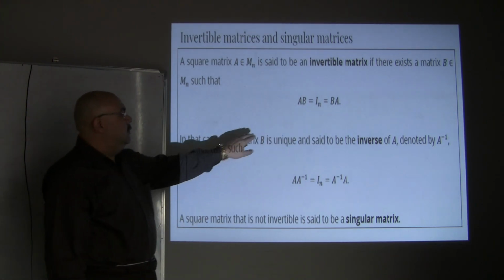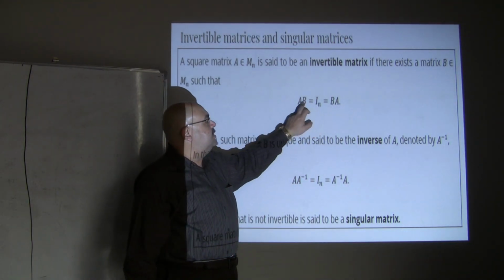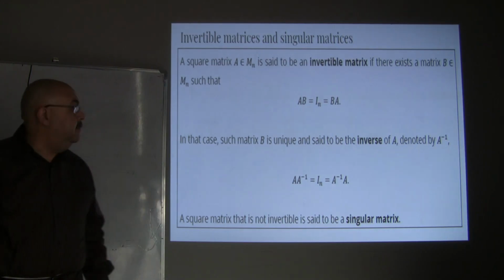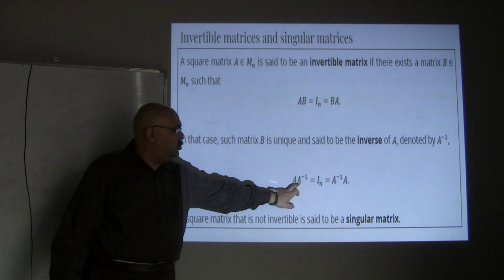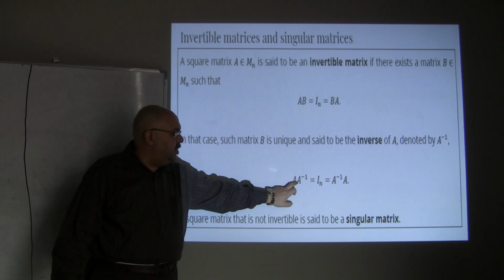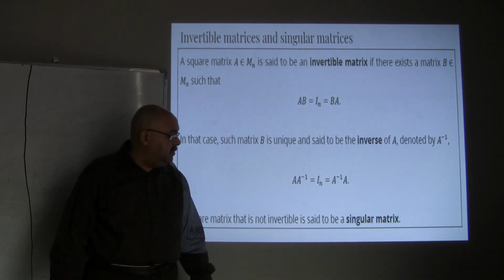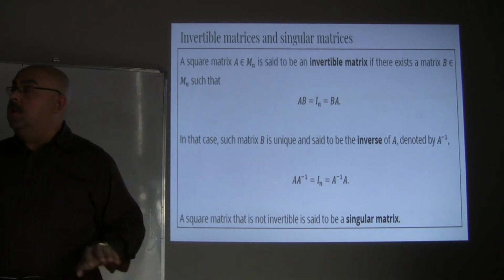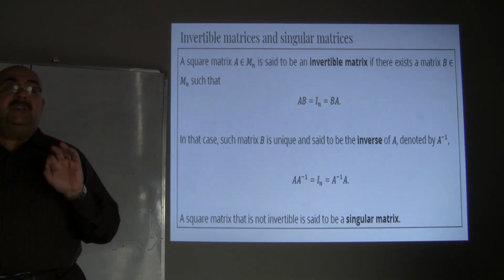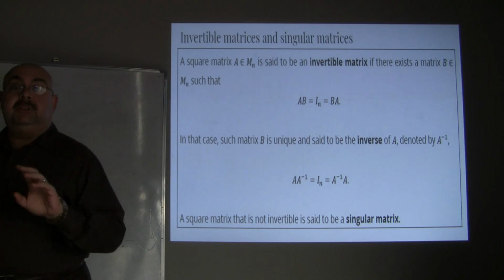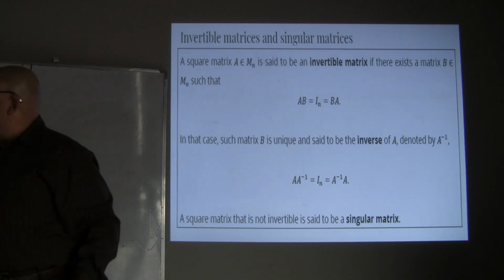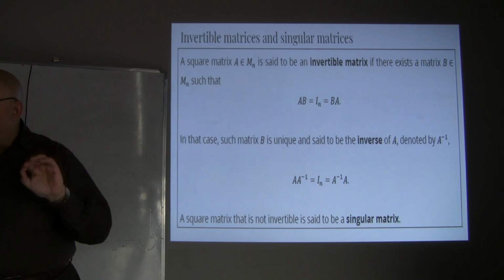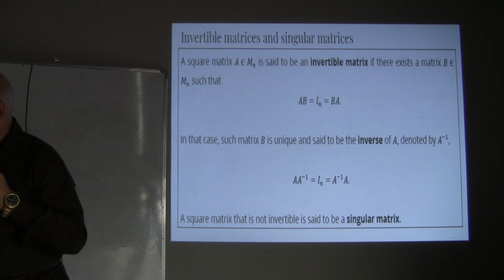Of course, A times B is equal to I means B is an inverse for A, and AB is equal to BA. A inverse is A to the power of minus 1. I'm sorry, A times A minus 1 will equal the identity matrix. Not all the square matrices are invertible, only those that are non-singular. What's the singular matrix? A singular matrix is a matrix whose determinant equals 0.